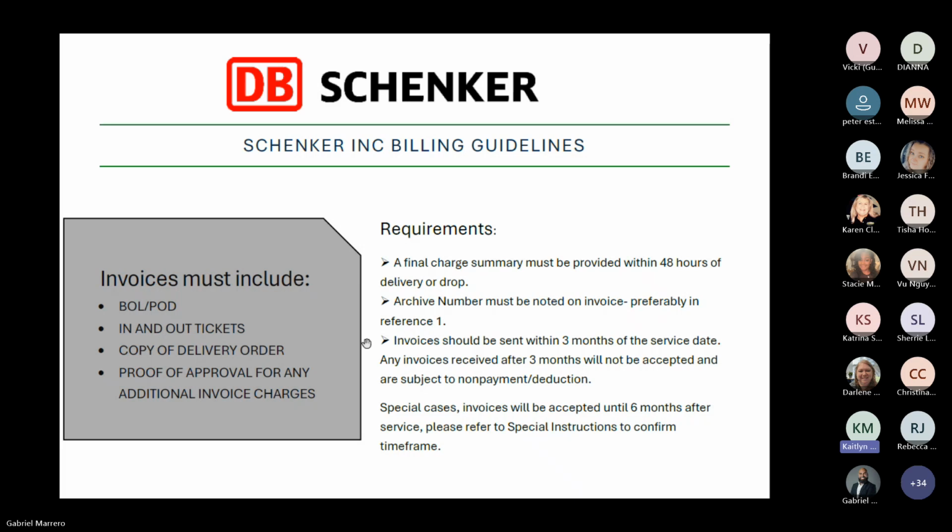However, there are special cases where they will accept invoices up to 6 months. Please refer to the special instructions field on the bottom of the delivery order provided to you to confirm the time frame that Schenker issues. All invoices must include a BOL or POD, both if you have one, in and out gate tickets, street turns if there is no out gate or in gate, a copy of the Schenker delivery order, and proof of any approvals for additional charges.